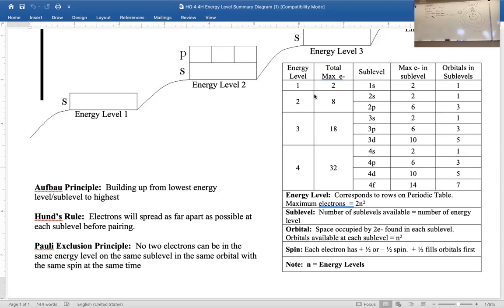Cool. Pauli exclusion principle just means you can't have the same address. Can't have the same energy level, same sublevel, orbital, and spin. Something has to be different. Otherwise, your IRS tax return will go to the wrong house. That'd be bad, right? Can't have two people with the same address. It's gotta have different addresses. Something has to be different on that address.